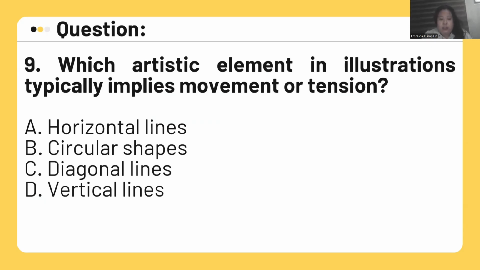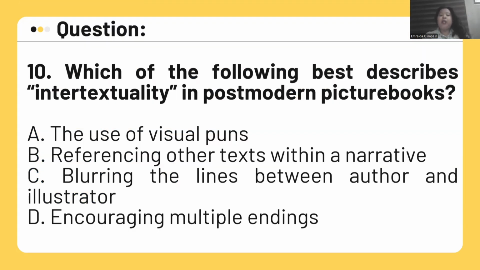And for the last one, number 10. Which of the following best describes intertextuality in postmodern picture books? A. The use of visual fonts. B. Referencing other texts within a narrative. C. Blurring the lines between the author and illustrator.